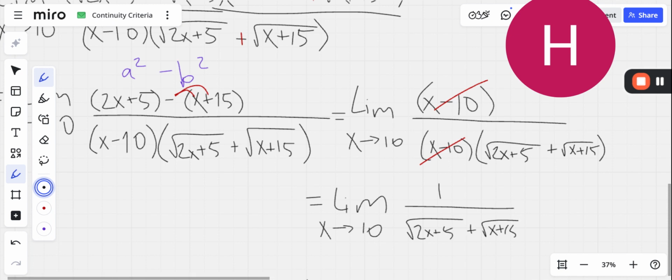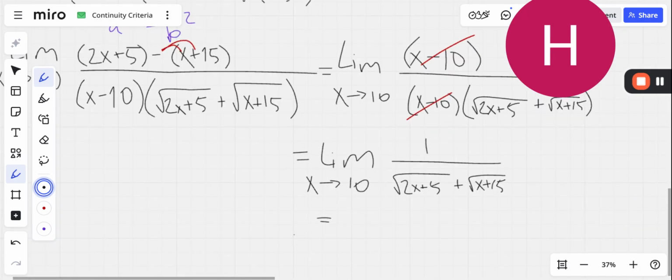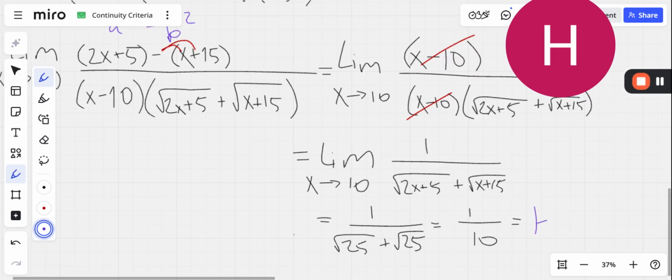So we can write the limit all the way up until the moment where we plug in the value. You must do that if you want full credit. I want to give you good habits, not bad habits. So this is 1 over 5 plus 5, or 1 over 10. And so that is exactly what our k value must equal.